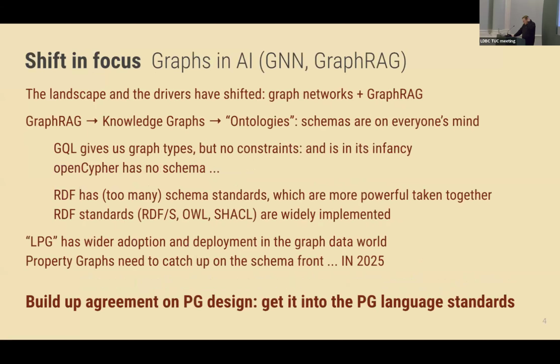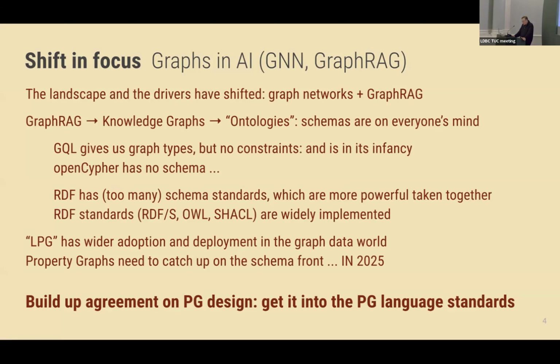I think now in this year, we have a sort of shift in focus. Everything that's happened around AI, graphs in AI and so forth has sort of pushed things around, upped the urgency, given people a different sort of perspective. And part of that different perspective is, but I've got ontologies in the RDF world. So what's your equivalent in the property graph world, which is an entirely fair challenge. And we've got graph types, no constraints. It's in its infancy. There aren't that many implementations. That's only just beginning. No doubt that will change.